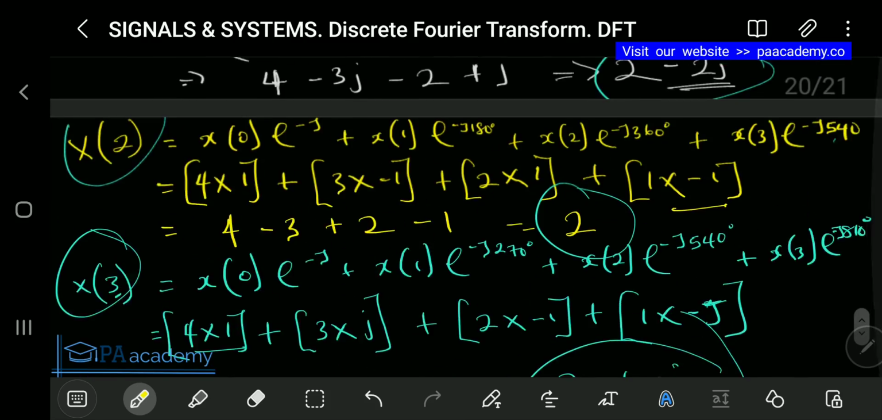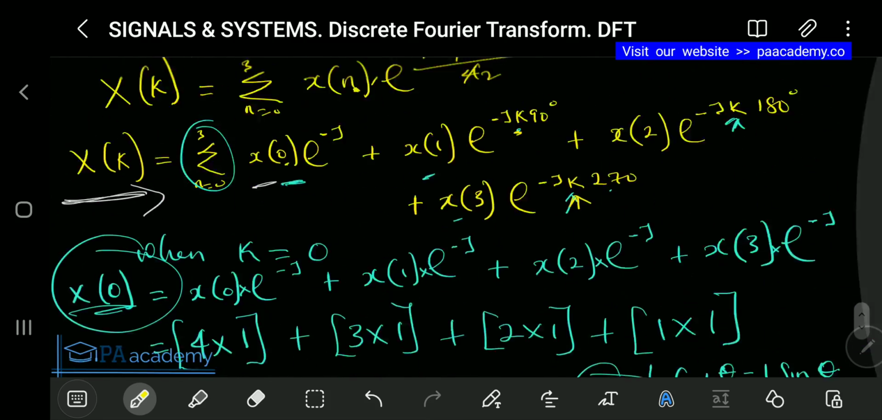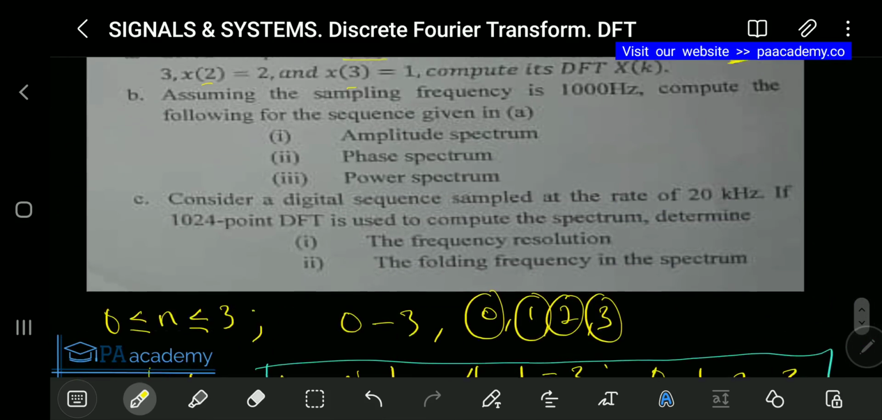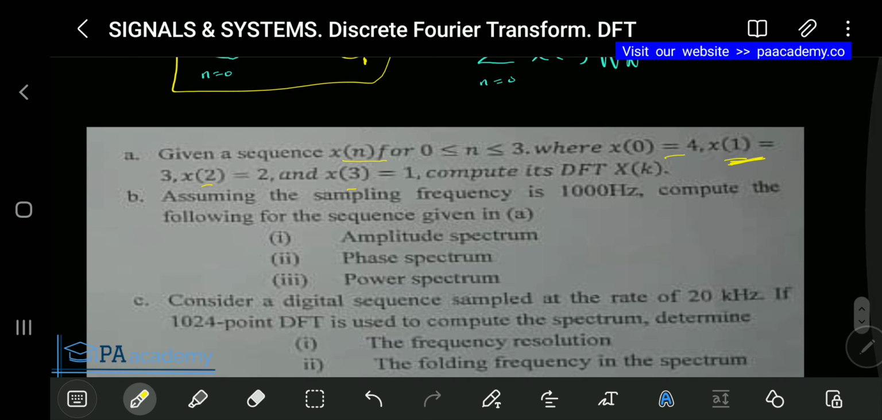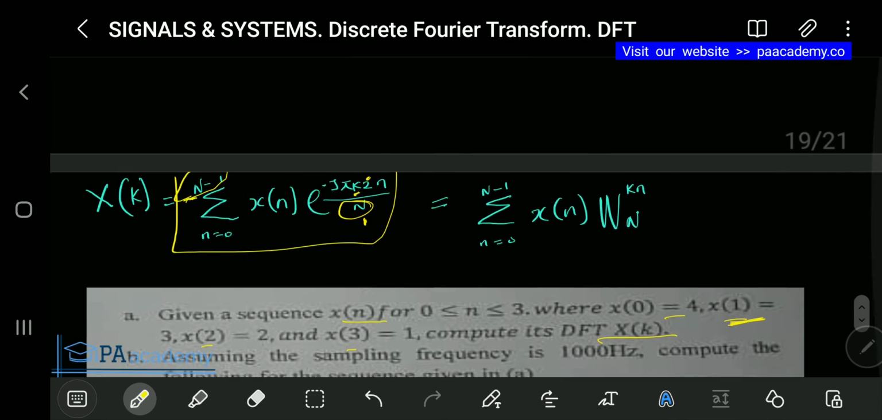And so this is how you go ahead to apply the formula for DFT to calculate questions like this on DFT. Exactly. So for the B and the C part, I'll be doing that in another video, so that the video will not be too long.